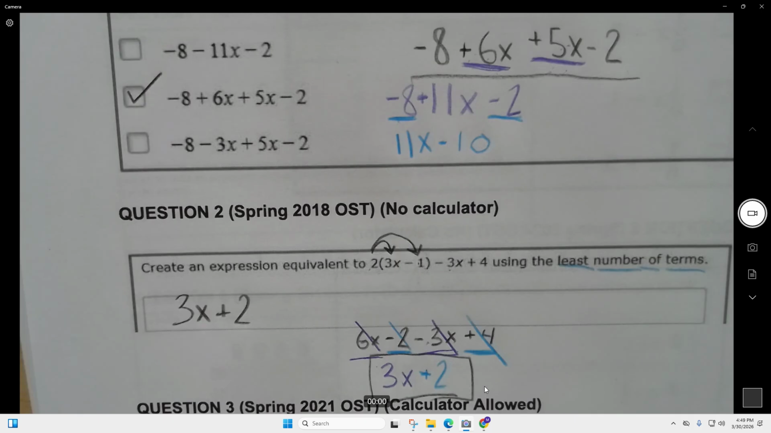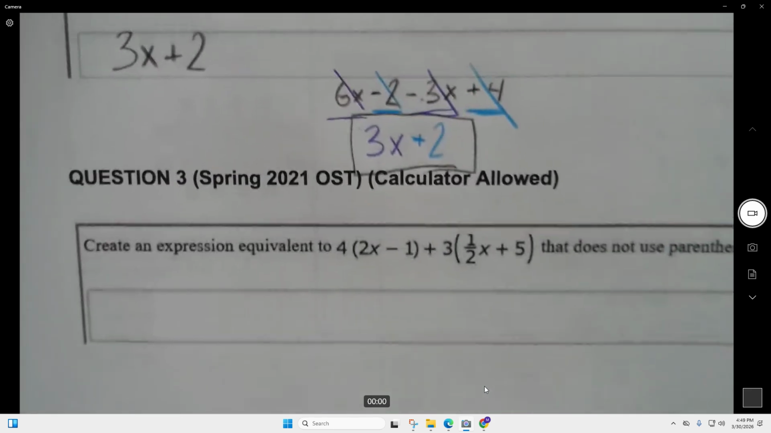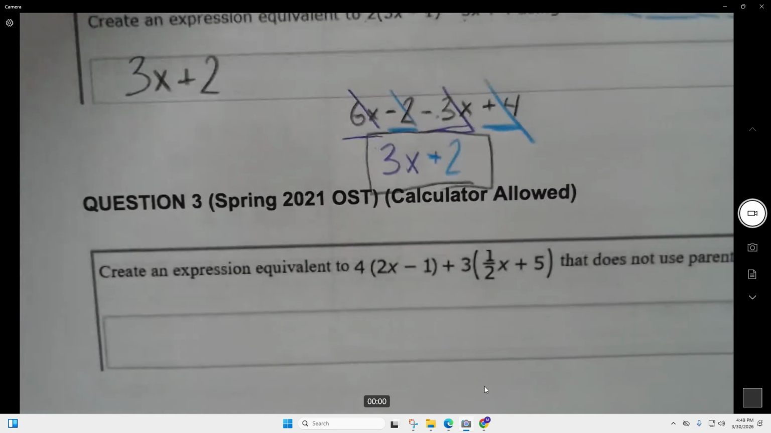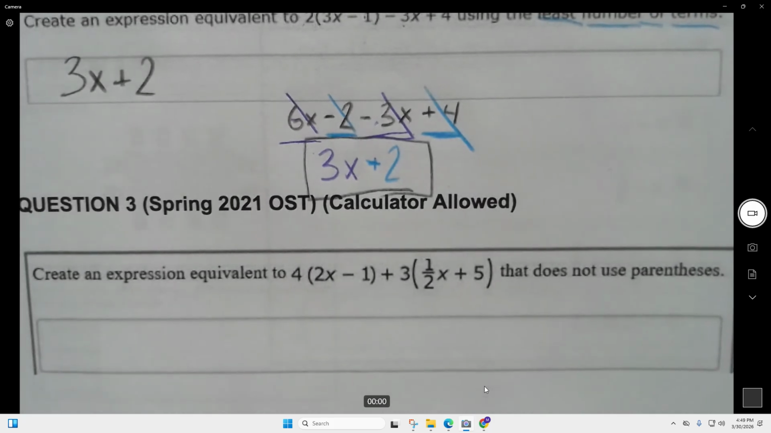All right, let's go to question 3. Question 3, this one allows a calculator, from the Spring 2021 OST. Create an expression equivalent to 4(2x - 1) + 3(1/2 x + 5) that does not use parentheses.